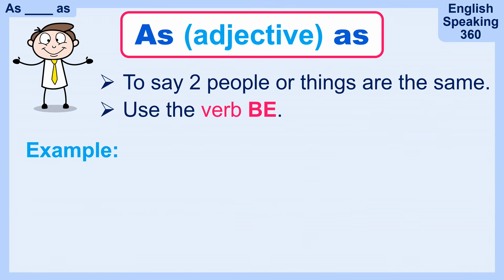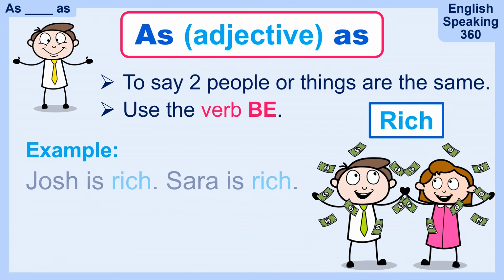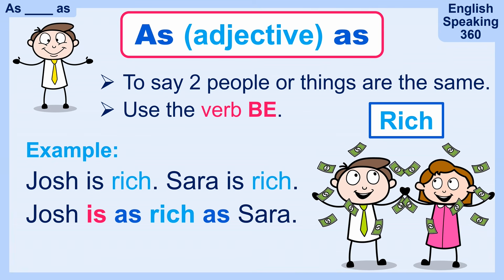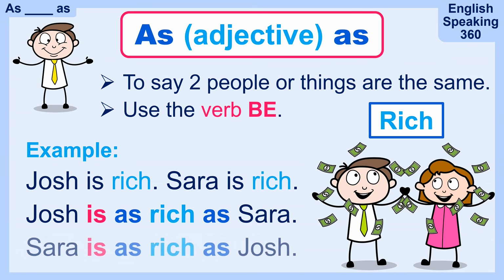Here's another example. Rich. Josh is rich. Sarah is rich. Now you should be able to make the sentence. You can say Josh is as rich as Sarah. But you can also say Sarah is as rich as Josh. It does not matter if you switch the two subjects around. The meaning is the same because they are equally rich.